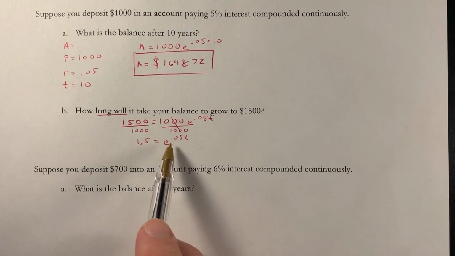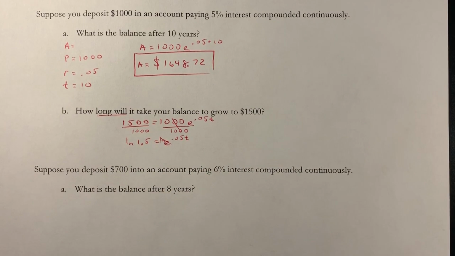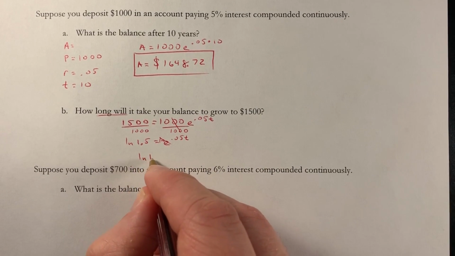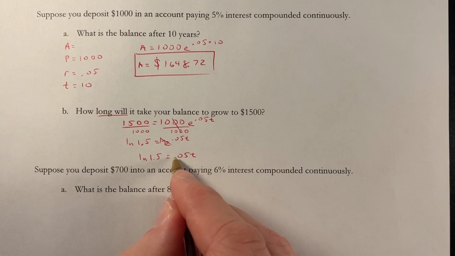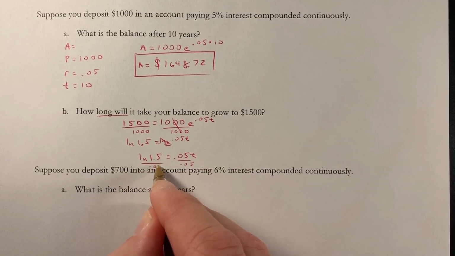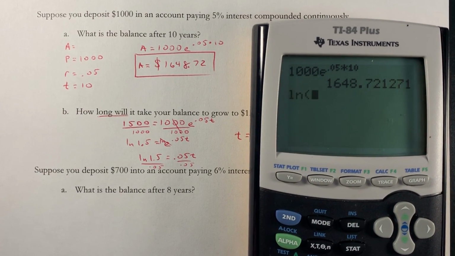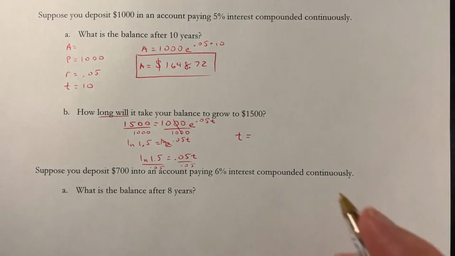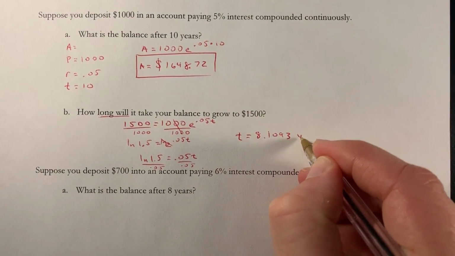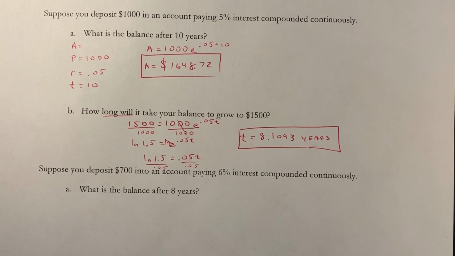Okay, now we want to get e out of here so we can solve for t. We're going to do natural log on both sides to cancel out that e. So we get natural log 1.5 equals 0.05 times t. And then we will divide both sides by 0.05. Okay, so we need to put in the calculator natural log 1.5 divided by 0.05. Okay, so 8.1093 years. So just a little bit over 8 years, it'll grow to $1,500.